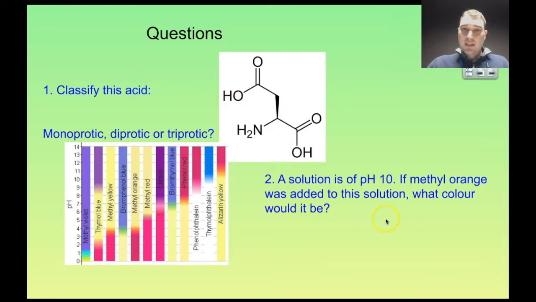If we look at the second question, solution is pH 10. If we look at methyl orange, we find pH 10. Line it up, we're going to get an orangey, yellowy colour in fact. It's a yellow-orange, closer to orange probably than yellow in real life. If the pH is very low for methyl orange, it's a deep pink colour. Methyl orange is a handy indicator. We use it often in titrations. I'm going to do some titrations later on this year.